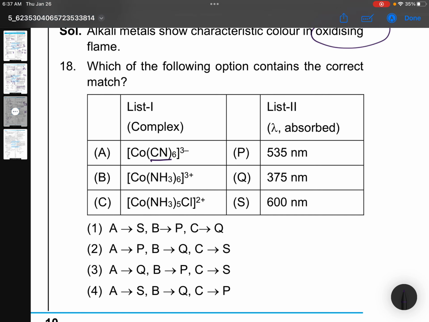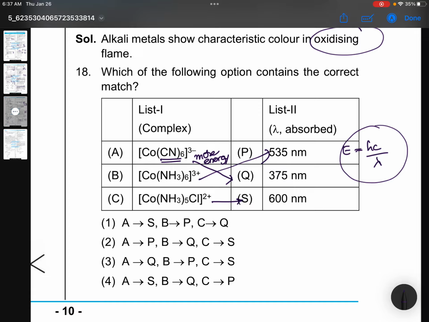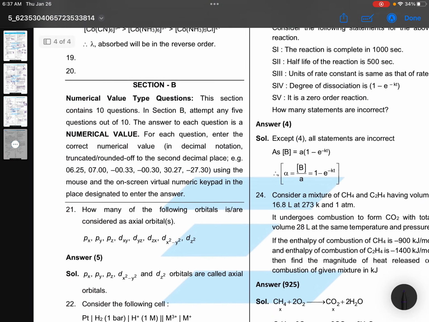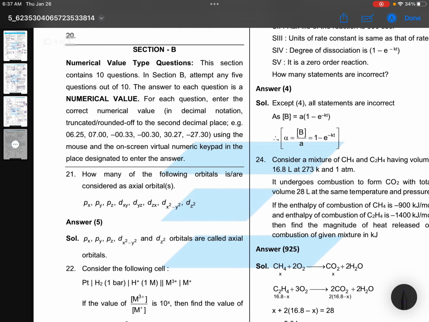See, this is the strong field ligand, so more energy. Energy is inversely proportional to wavelength. So less wavelength is for this. Then 6 ammonias, then 5 ammonias. Easy question.